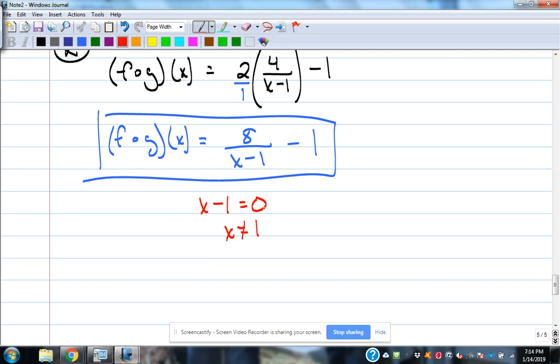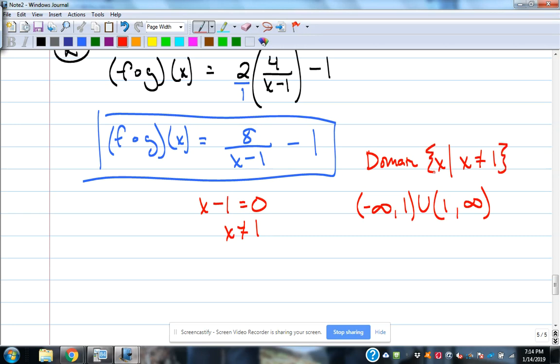X can't be 1. So our domain starts at negative infinity, goes up to 1, skips it, and goes on to positive infinity. In set notation, that's a little easier for when it's x in the denominator, but interval notation is handy to know. Here we had an x in the denominator.